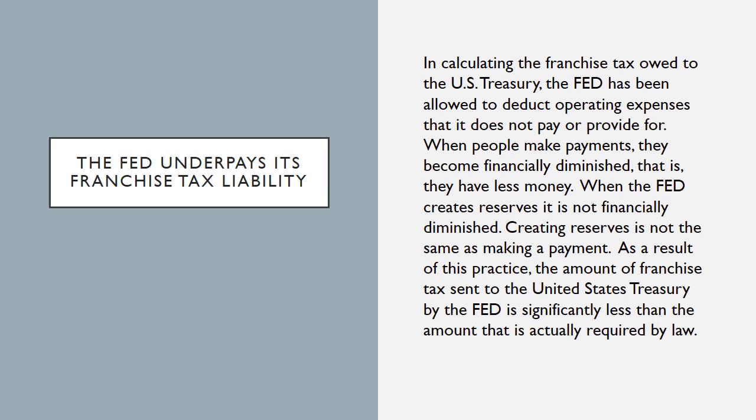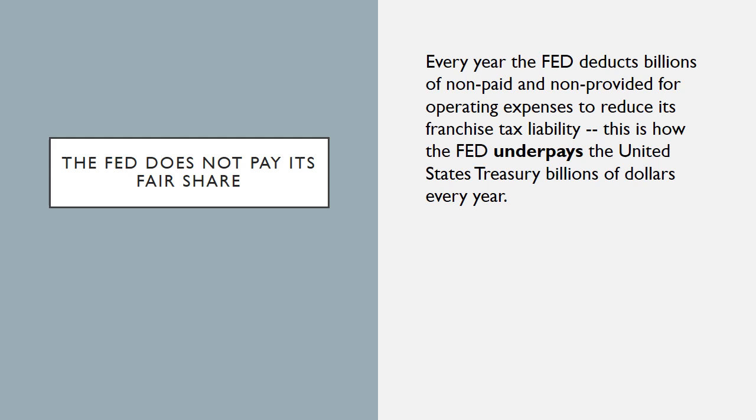As a result of this practice, the amount of franchise tax sent to the U.S. Treasury by the Fed is significantly less than the amount that is actually required by law. The Fed does not pay its fair share. Every year, the Fed deducts billions of non-paid and non-provided for operating expenses to reduce its franchise tax liability. This is how the Fed underpays the United States Treasury billions of dollars every year.